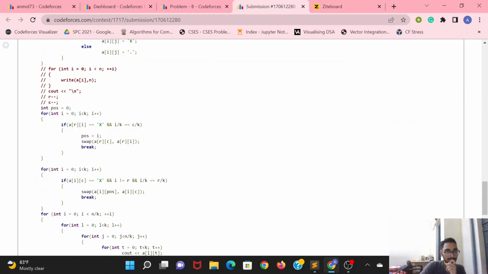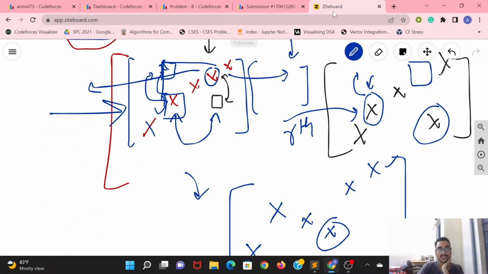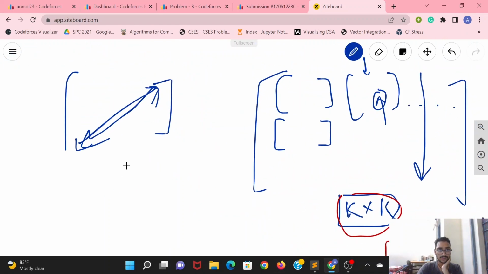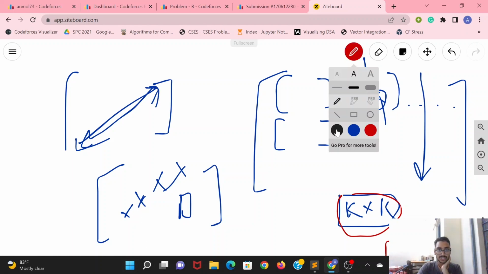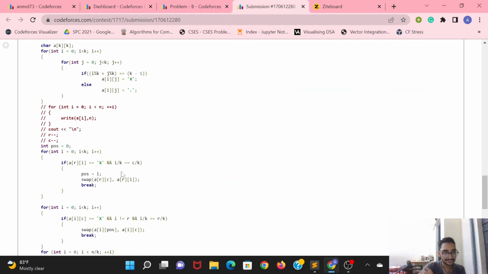So I find the position of x. Now this part is actually redundant. You can just ignore it. i by k will always be 0 and c by k is also 0 because I have taken mod k. So if a of r i is x, I make pos equals i to store this. I'll just make another matrix. Suppose this is my r comma c. So to store this position, I store it in pos.